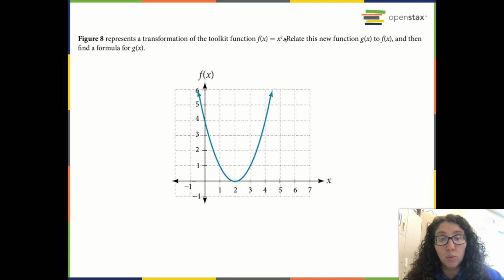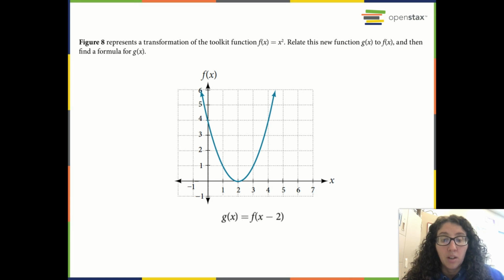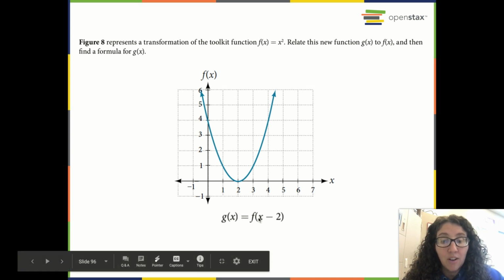Our original equation was x squared, and it got shifted to the right by 2. So it's going to be f of x minus 2, right? It's shifted to the right by 2. Our h value is 2, so it's x minus h, f of x minus 2.